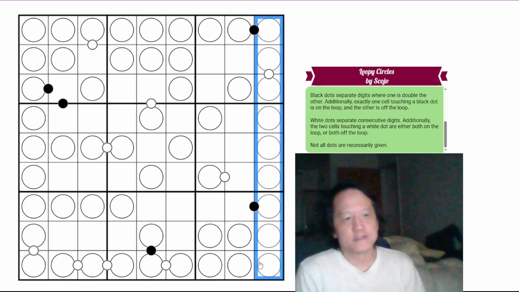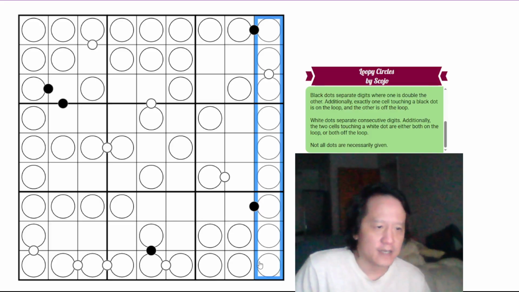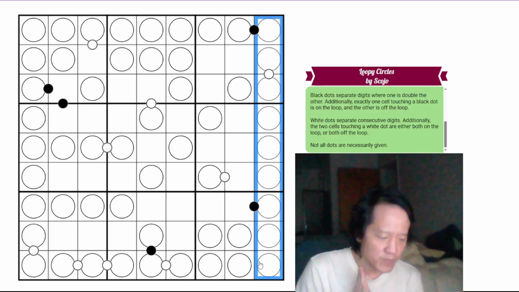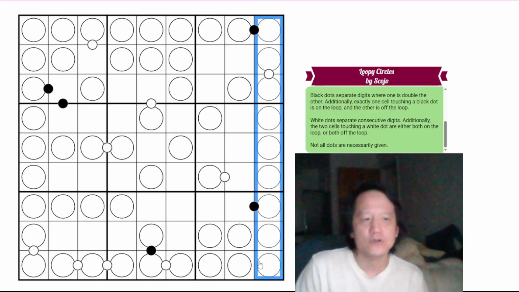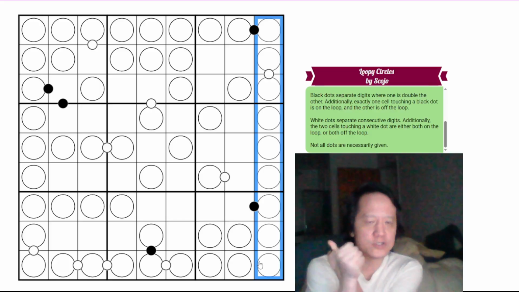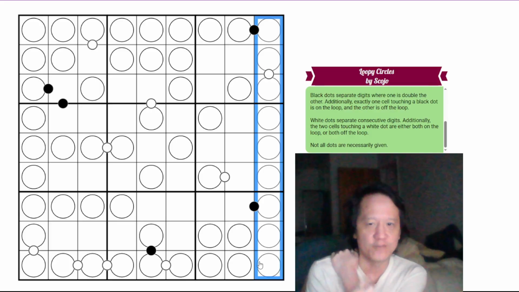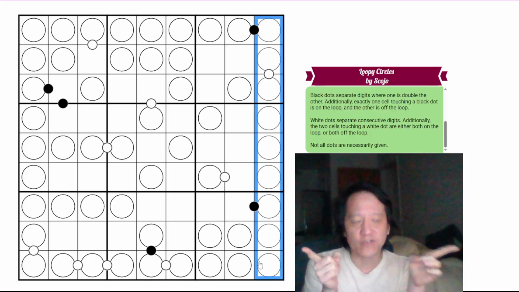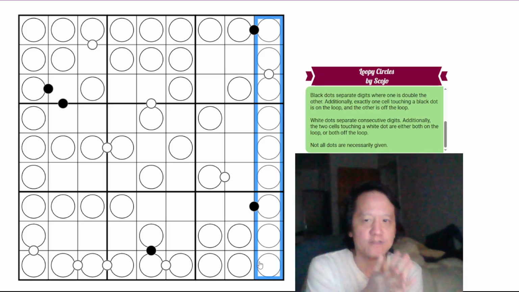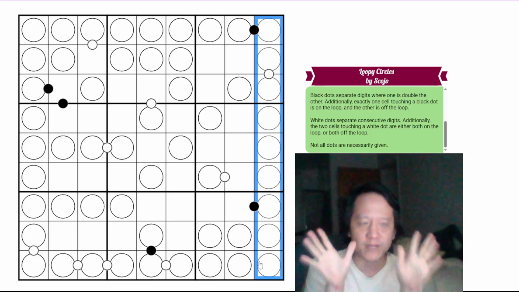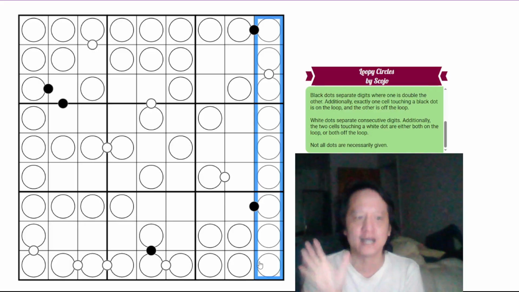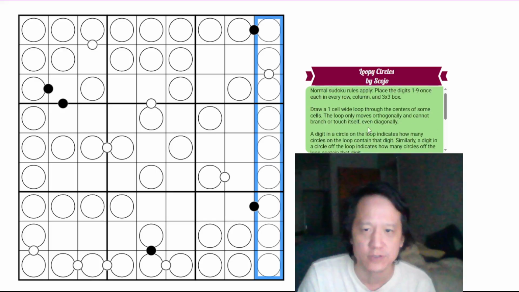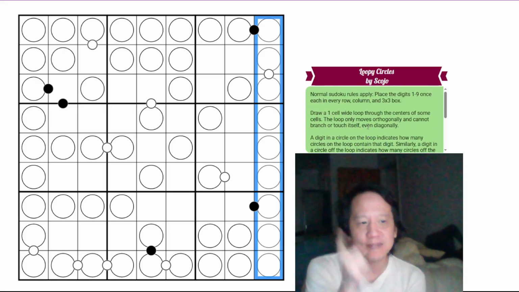Now the thing is, 5, 6, 7, 8, 9 cannot be in both sets. You can only have 5, 6, 7, 8, 9 either be all in circles off the loop or all in circles on the loop, right? Because if you try to have them in both sets, so say you try to have 5 on the loop and 5 off the loop, that would mean that you have 10 5s, which we can't have in a normal Sudoku puzzle. So 1 through 4 can be duplicated.